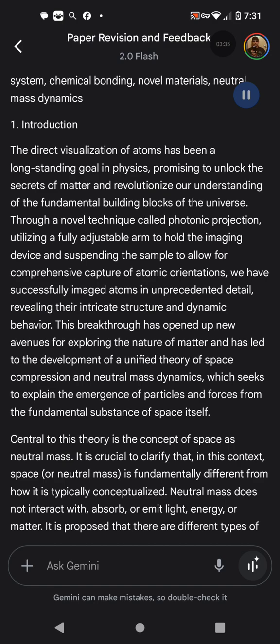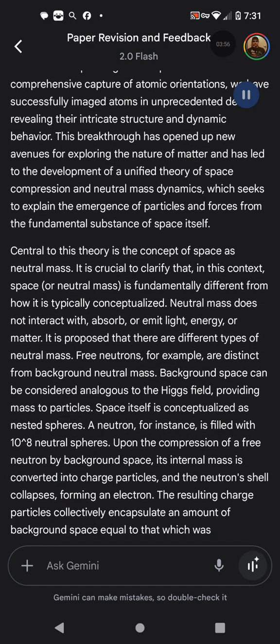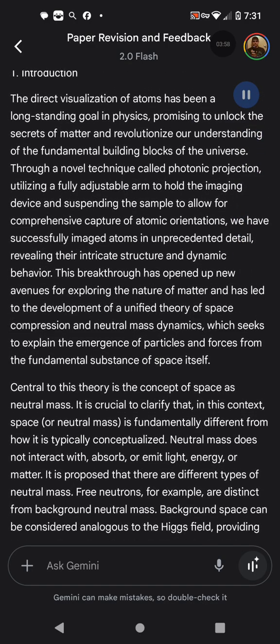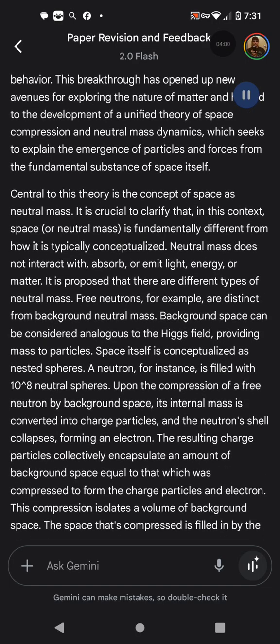Central to this theory is the concept of space as neutral mass. It is crucial to clarify that, in this context, space, or neutral mass, is fundamentally different from how it is typically conceptualized. Neutral mass does not interact with, absorb, or emit light, energy, or matter. It is proposed that there are different types of neutral mass. Free neutrons, for example, are distinct from background neutral mass. Background space can be considered analogous to the Higgs field, providing mass to particles. Space itself is conceptualized as nested spheres.